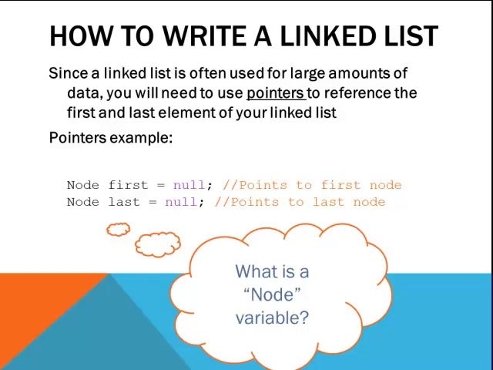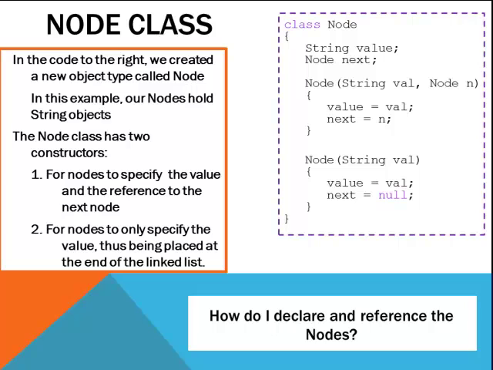Examples of pointers are shown below. Node first = null, points to the first node. Node last = null, points to the last node. The node variables first and last are initialized to null, but what is a node variable? Our node variables are variables of the node class.